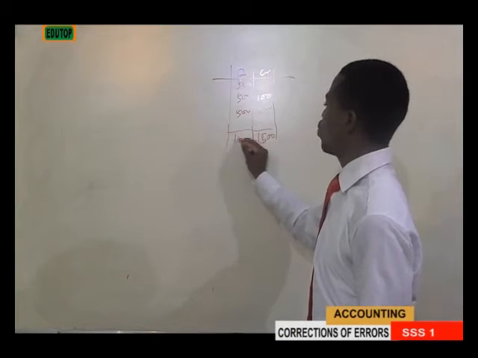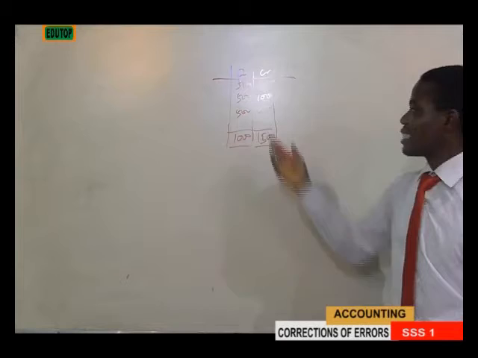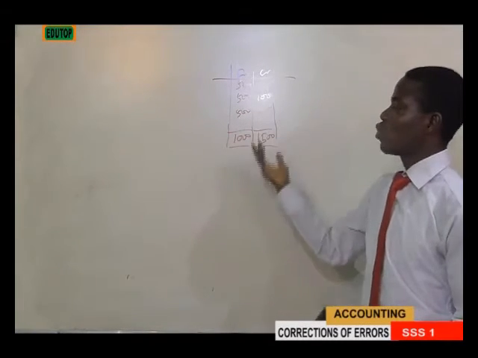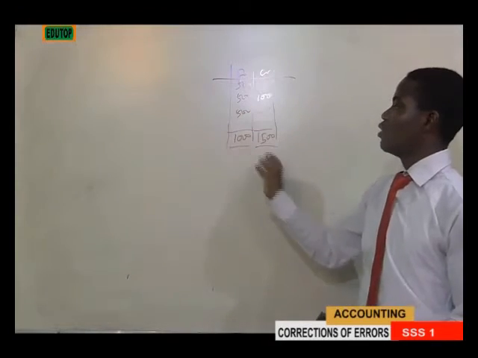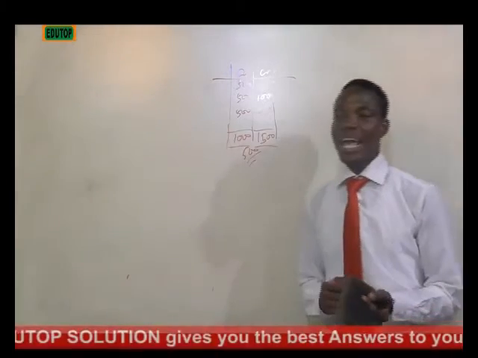So you now write 1,005, then you wrote 1,000 at the end of the day. You see that it is a trial balance error. It is caused when the figures are not totaled correctly. This one will be 500, so the difference here is 500. So this is what we call trial balance error.